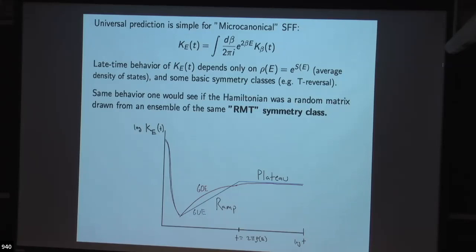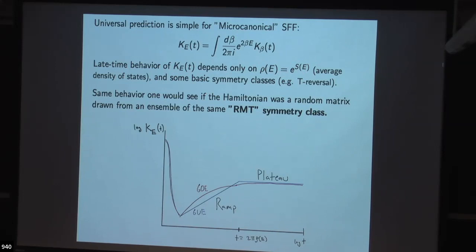Okay, so this universal behavior of the spectral form factor that I speak of is better defined by talking about a quantity K_E(T). Call this the microcanonical spectral form factor. We can get that from the ordinary spectral form factor by fixing the energy with the inverse Laplace transform. The idea is that for a chaotic system, the late time behavior of K_E should only depend on the average density of states, or the microcanonical entropy, and some basic symmetry classes. The one we'll focus on is whether or not the system is time reversal invariant.